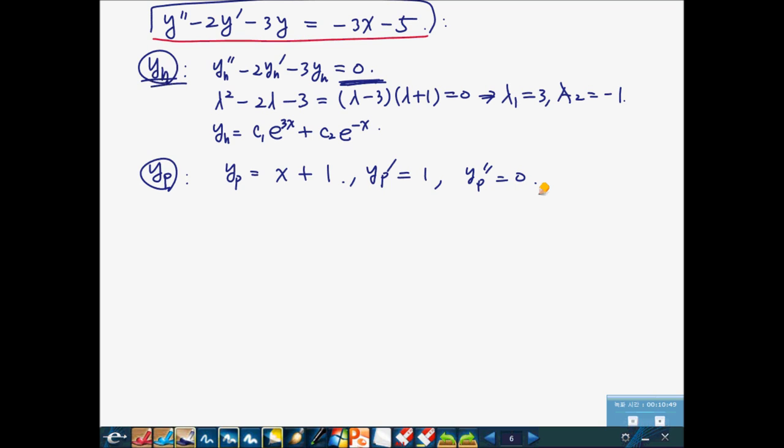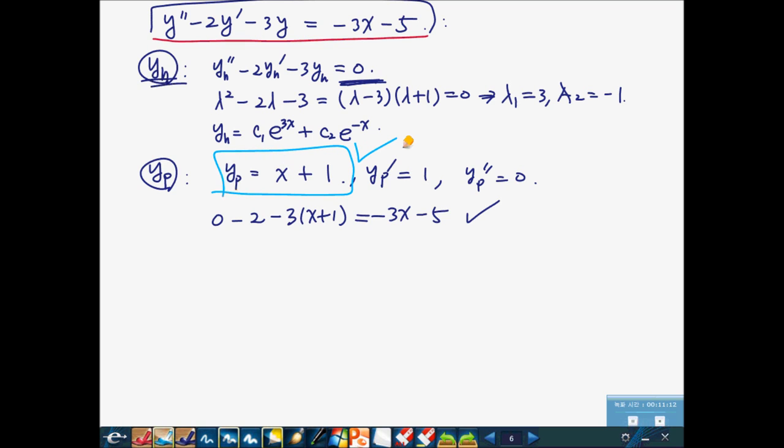To know if it's really the solution, we plug it in. Correct? Then 0 minus 2 minus 3 times (x plus 1), which is minus 3x minus 5, right? And that satisfies the non-homogeneous equation. Okay? So we don't know how to get this yet, but we know that this is a solution, right?